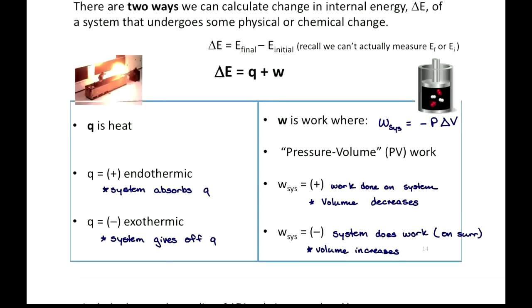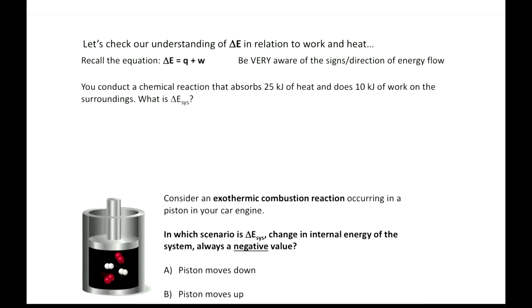So let's do some examples here. Remember, change in internal energy is Q plus W. Be very aware of the signs. You conduct some chemical reaction, it absorbs 25 kilojoules of heat and does 10 kilojoules of work. What is delta E?